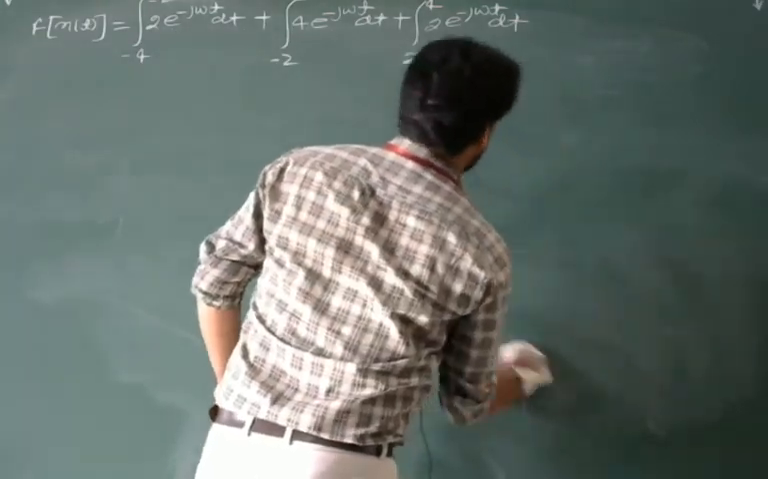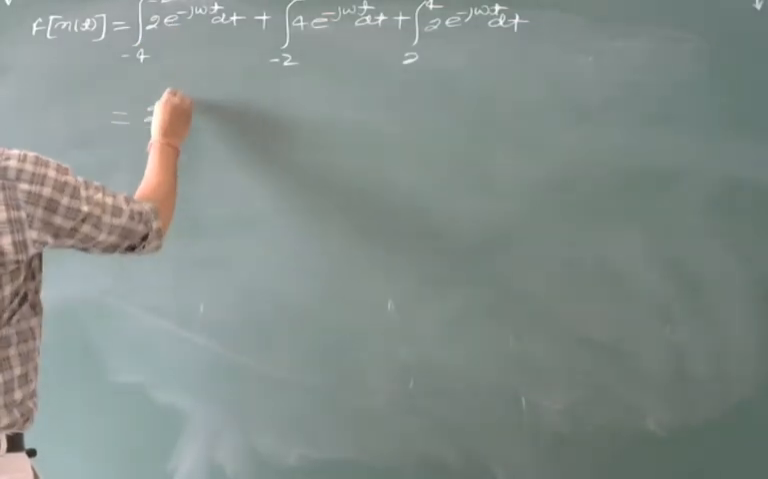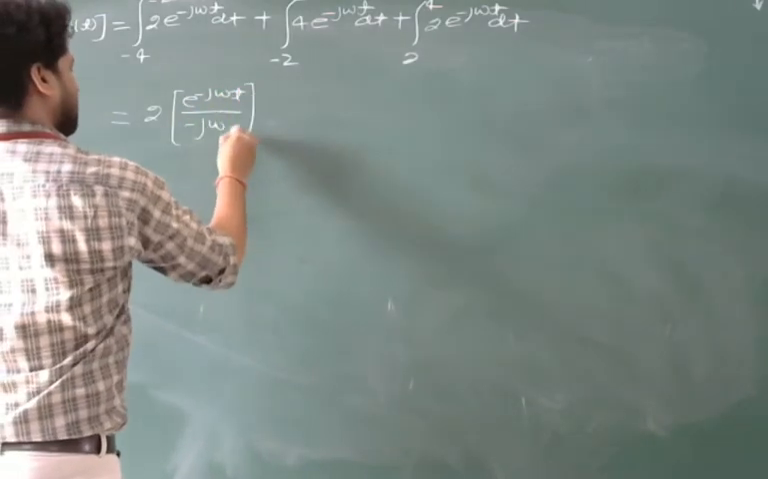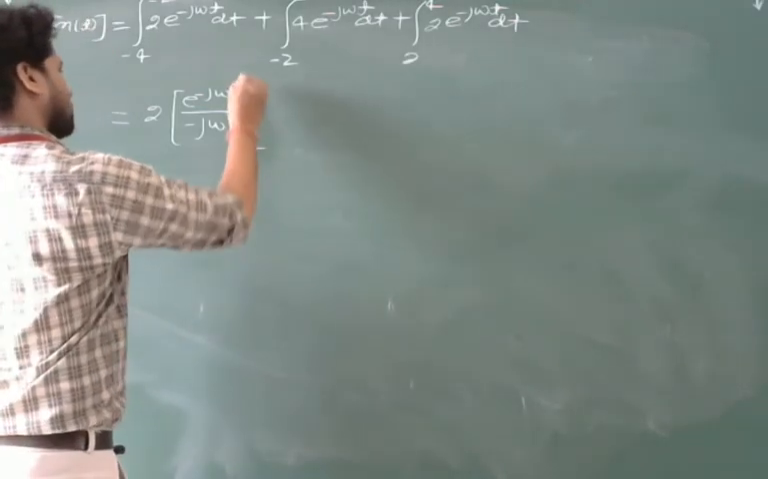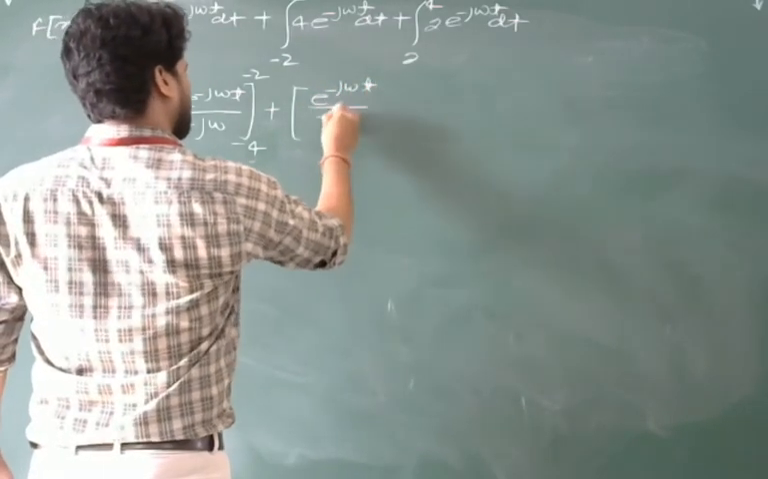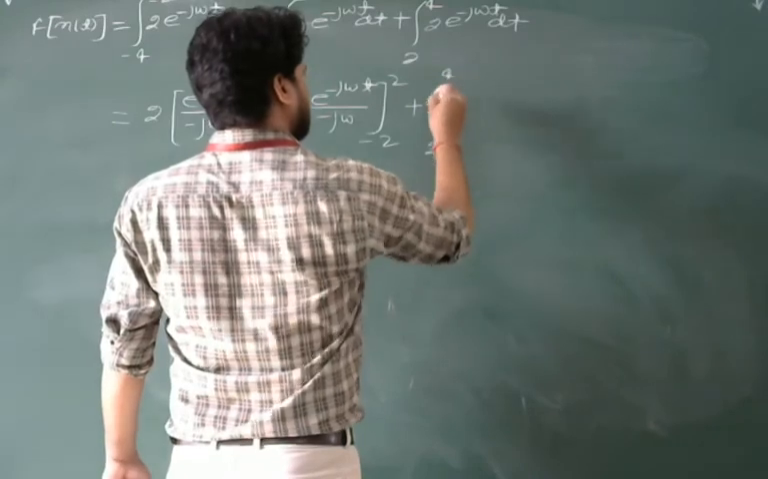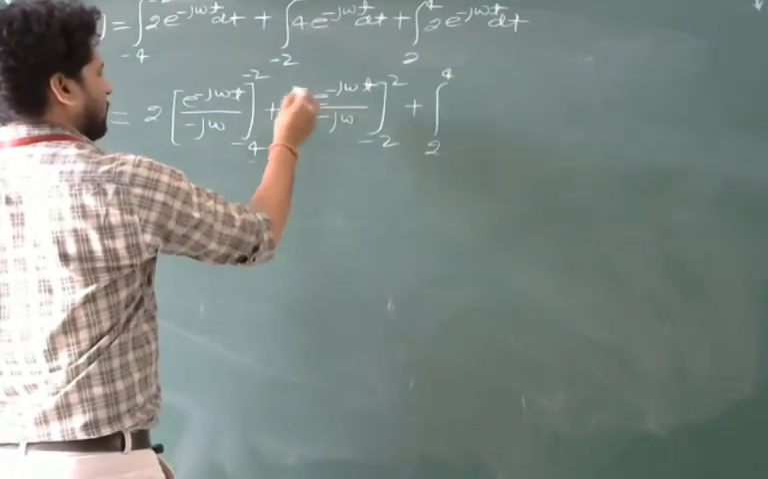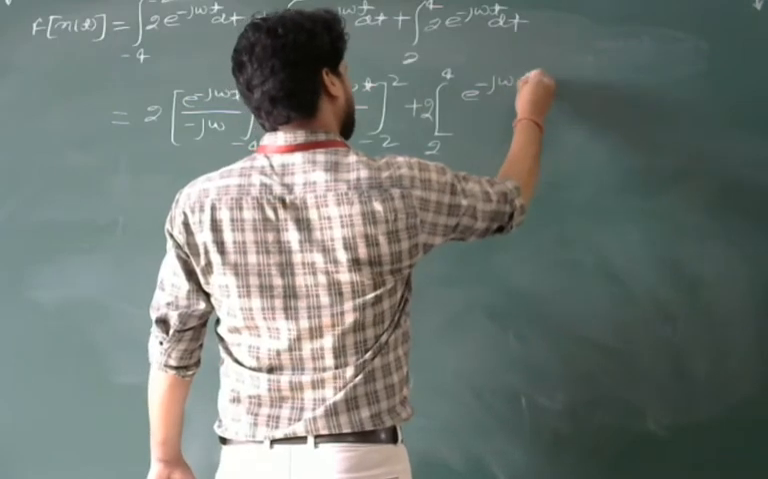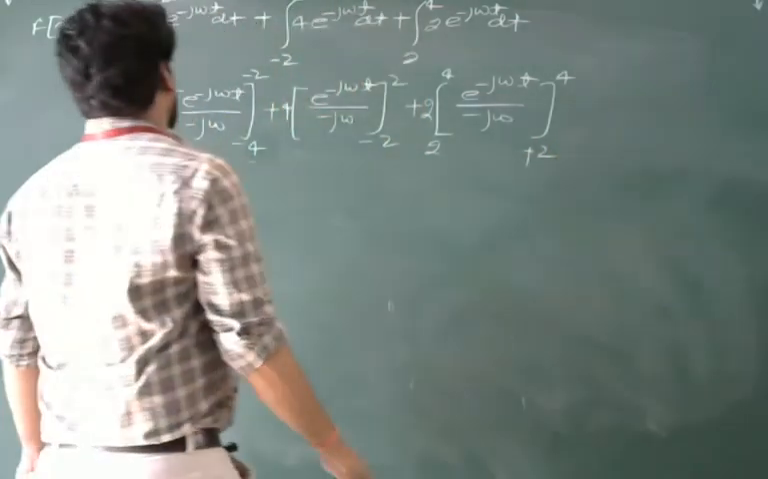We know the Fourier transform of e power minus j omega t will become, this integration will give e power minus j omega t divided by minus j omega, limit is from minus 4 to minus 2, plus e power minus j omega t upon minus j omega, limit is from minus 2 to plus 2, plus here it is multiplied by 4 and here it is multiplied by 2, e power minus j omega t divided by minus j omega, limit is from plus 2 to 4. Now put these limits.